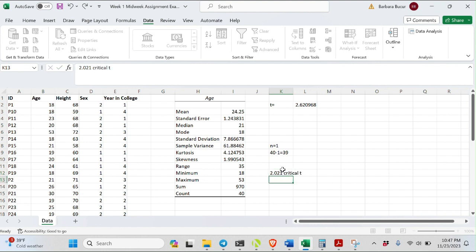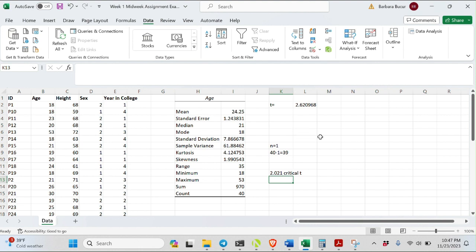And I'm just typing this in my Excel file so that I don't have to keep going back and forth, so that I remember what it is. So remember what you're doing. You're comparing this to the value you calculated. In order for it to be a significant difference, the t value you calculated needs to be greater than this. And as we can see, it is greater. So 2.62 is greater than 2.02. So we can say that our sample mean of 24.25 is significantly different than the population mean of 21.